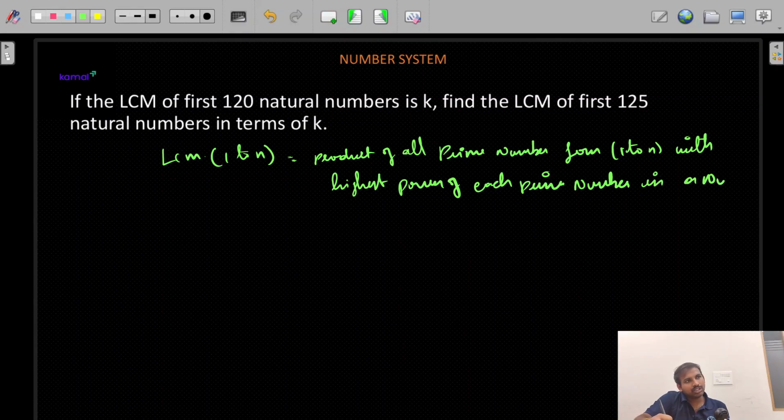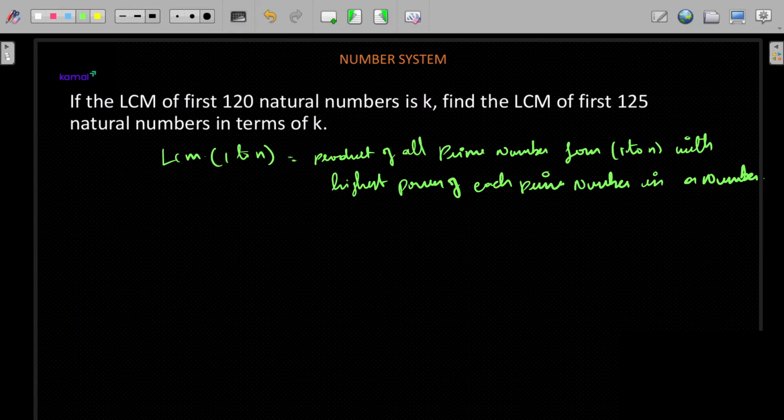in a number. What is meant by that is, if you want to find the LCM of a group of numbers from 1 to n, the LCM is nothing but the product of all the prime numbers. But the problem here is I need to focus on powers. The power of each prime number is the maximum power that prime can take in any one of the numbers from 1 to n. You will understand this better while solving this question, from 1 to 120.